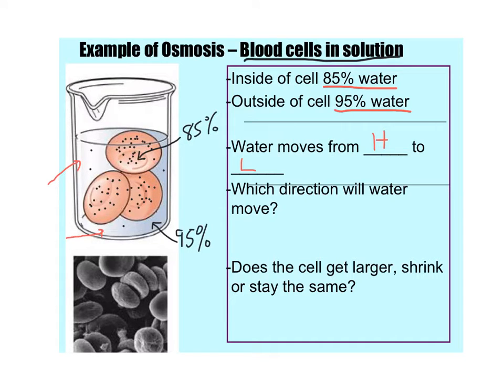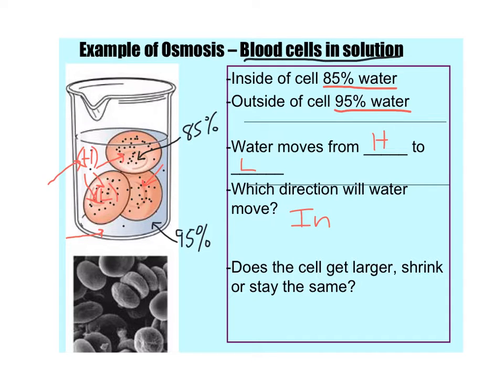Now in this case, since there's more dots, there's more solutes inside the cell versus outside the cell, that means there's a high concentration of water outside the cell, low concentration of solutes, but a high concentration of water. And there's a low concentration of water inside the cell. So in this case, water is going to want to rush into the cells. Water is going to move in. The solutes are going to want to move out, but the water is going to want to move in. So the water is going to want to move in to the cells.